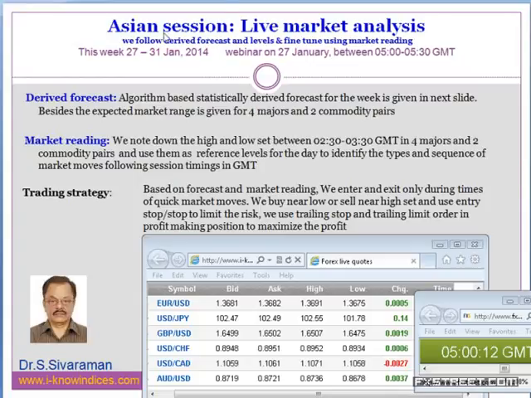So for this week, I'm going to present the Asian session live market analysis for today, that is 27th of January, between 5 and 5:30 GMT. I will try to explain the expected market moves for this particular week, 27th to 31st of January, and also the levels at which you could come across the currencies making the moves this week. They are nothing but statistically derived information, and that can be used as a guiding factor while you are making trading decisions.